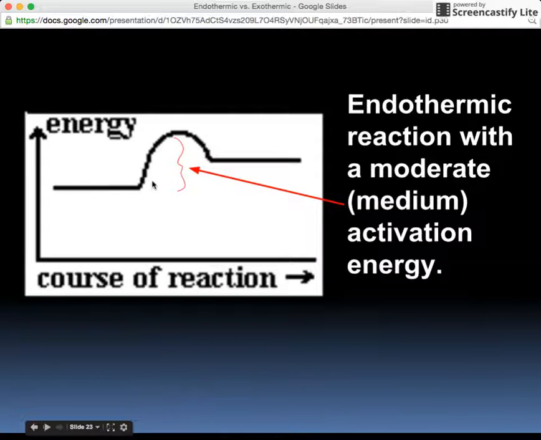This is an endothermic reaction. So we see here the reactants are still lower in energy than the products, but our activation energy is not quite as high as that last one we saw, okay? So it's not as big of a jump.